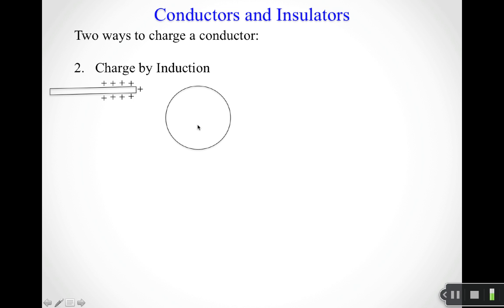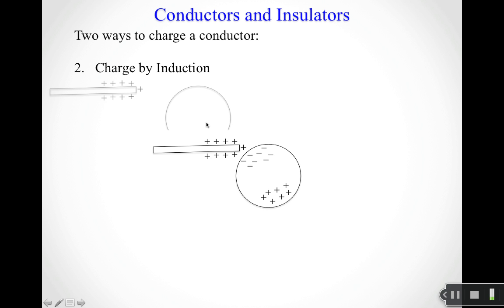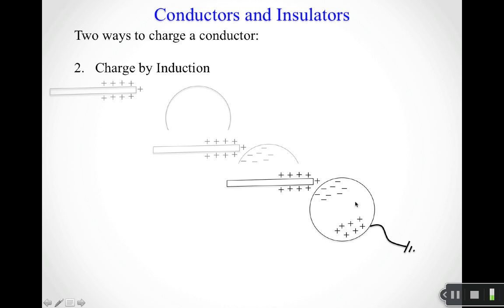The other option I've got is charge by induction. Again, notice I'm going to start, when this rod is far away, with just a neutral conductor. So I've got an even number of positive and negative charges. They're not separated in any way. But when I bring my positive rod close, again, I get my charge separation, so I get my free electrons to come over here. I'm left with a positive side of the rod where all the free electrons have left.